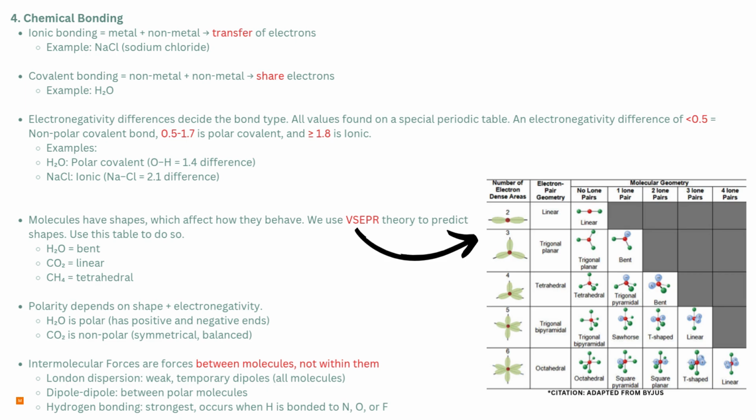Now, polarity. This depends on both shape and electronegativity. Water is polar because it is asymmetric with charged ends. Carbon dioxide is nonpolar because it's symmetric and balanced.